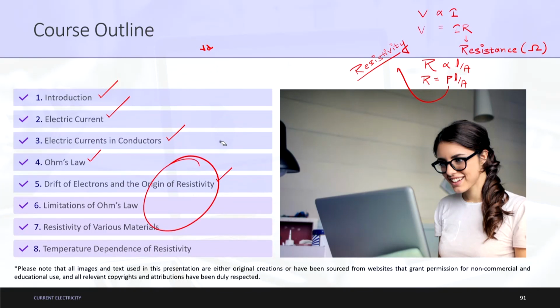Also origin of resistivity. The conductivity concept, that is 1 upon rho, was understood at the end of this fifth point.